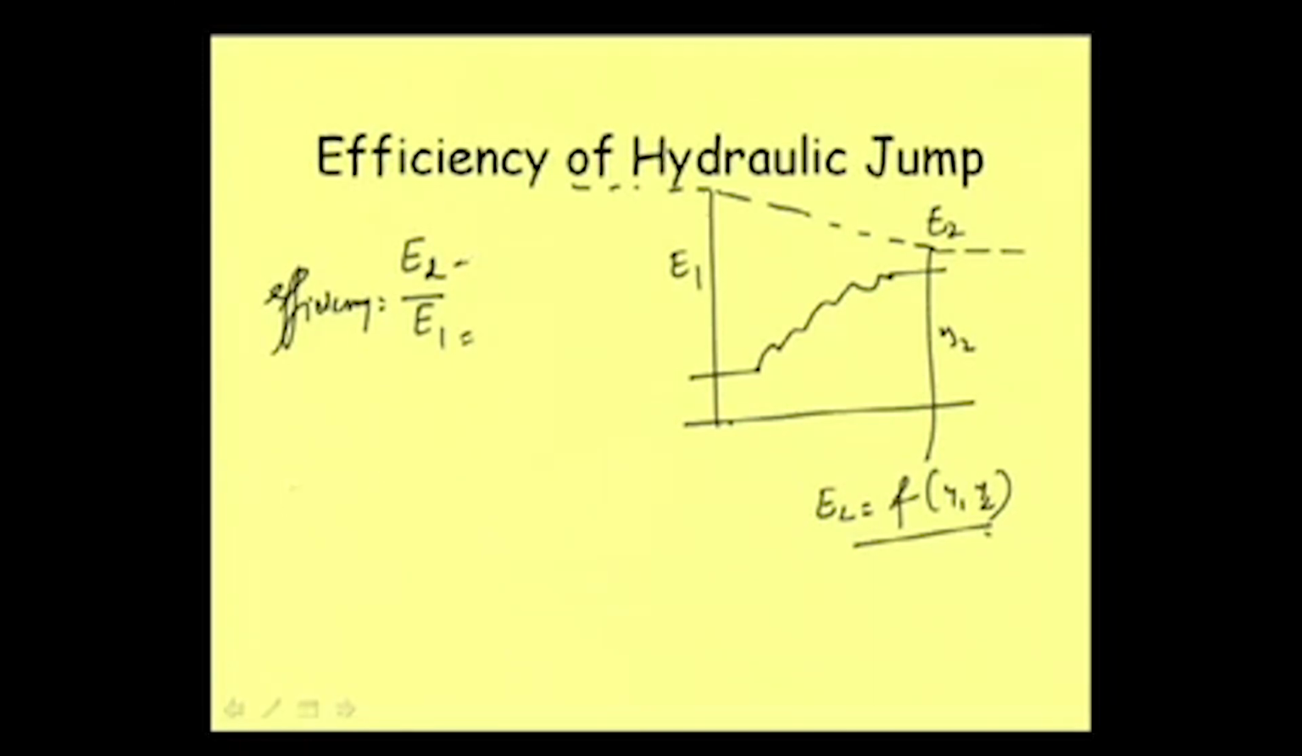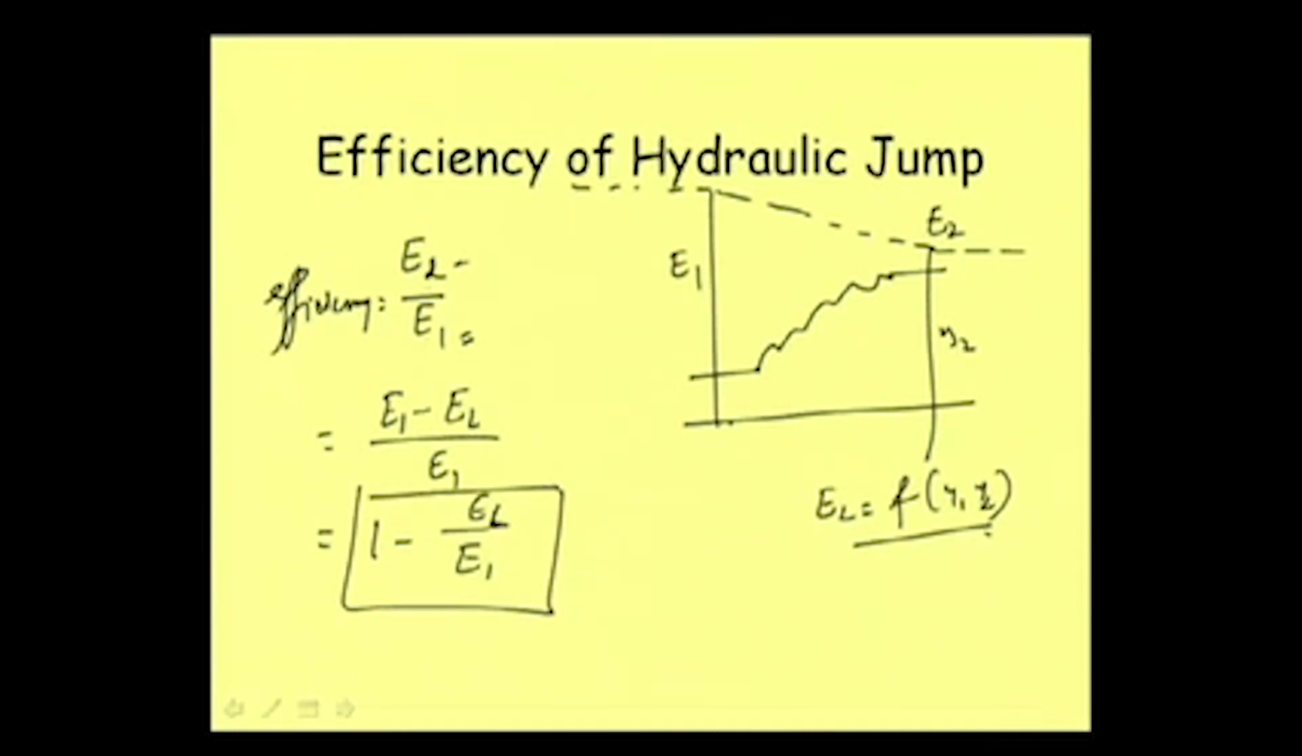So, without calculating E2, if we just calculate E1, then also we can write this is equal to E1, and this E2 can be written as E1 minus energy loss, or we can write 1 minus EL by E1. So, that way also we can calculate the efficiency of hydraulic jump. This is one expression and this is one expression. I mean, if we are not calculating the E2, and we are calculating suppose energy loss directly from this one, then we can calculate it in this way.